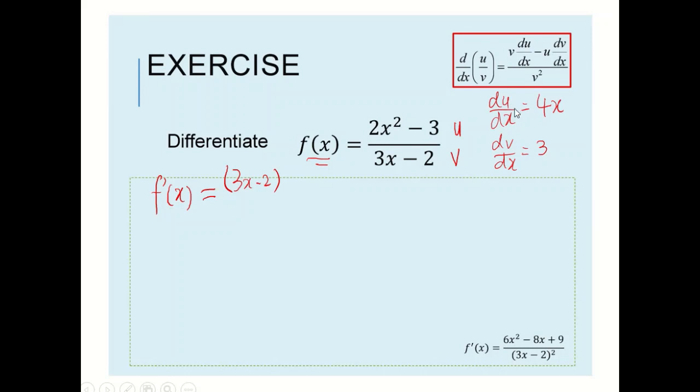So we use the product rule to find the differentiation of the multiplication of two functions, and we use the quotient rule to find the differentiation of the division of two functions.